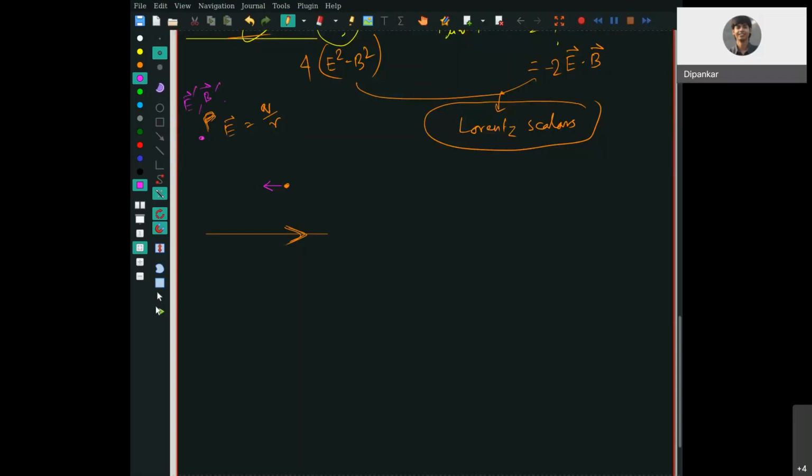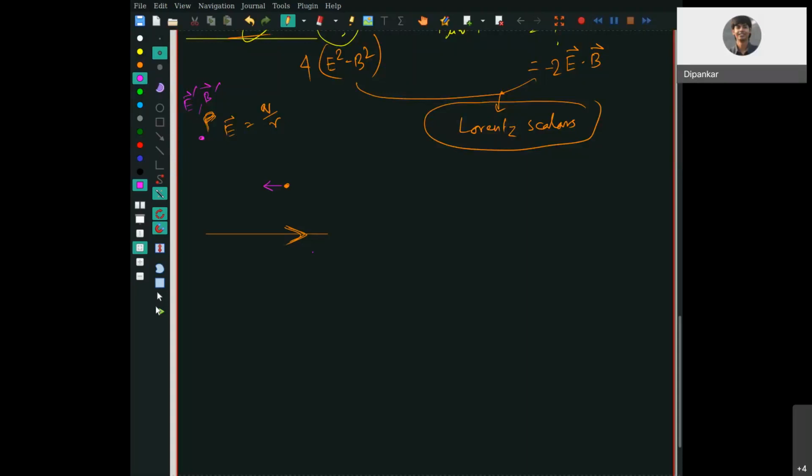Let me call them E prime and B prime, and the train frame is S prime. Okay. Now you notice that this electric field and magnetic field are not Lorentz invariant quantities. They change under the Lorentz transformation, right? So if you go to a different inertial frame, you get different values of E and B. So these statements are frame dependent.